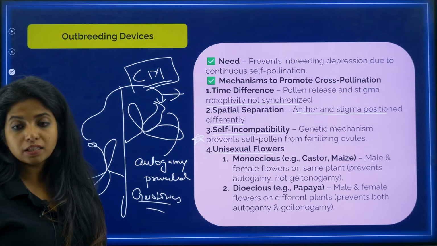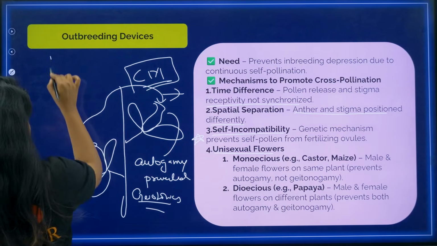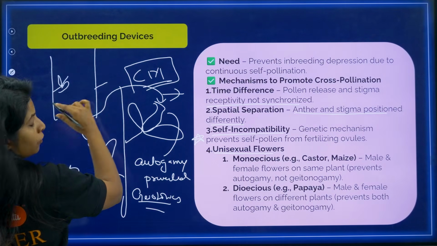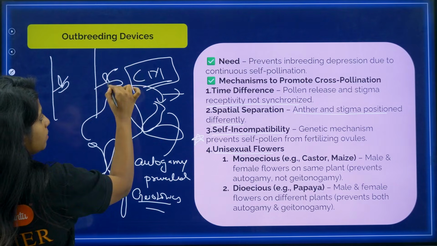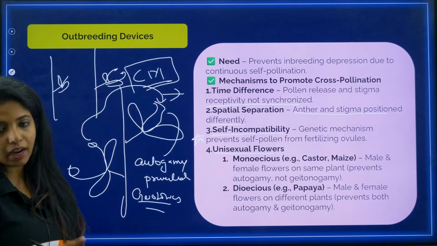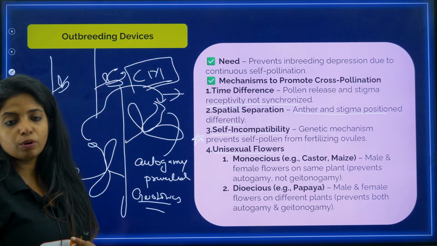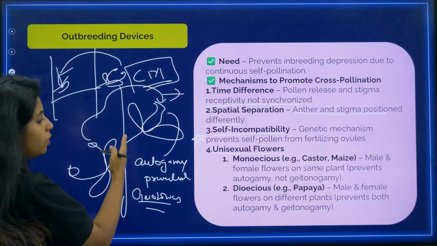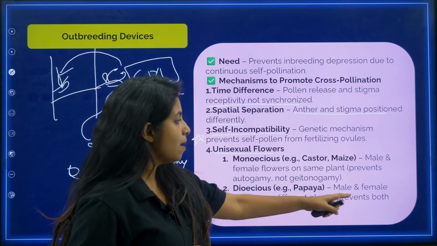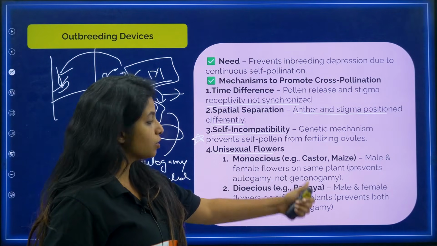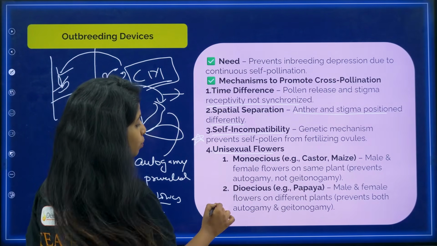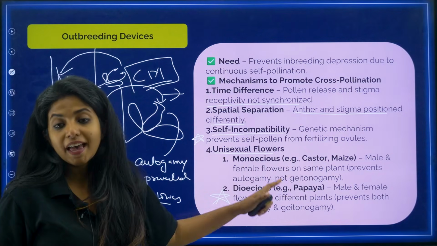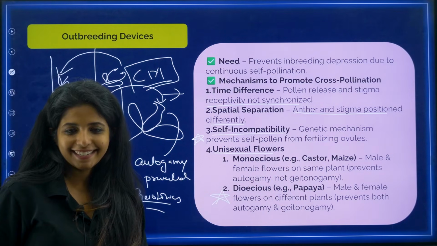Now, dioecious as in papaya, where there are two plants. In one plant there will be only female flowers, in another plant there will be only male flowers. Obviously in this case geitonogamy is prevented, autogamy is prevented, and xenogamy can take place, which is totally fine because you are talking about two different plants. So dioecious, as in papaya, with male and female flowers on different plants, prevents both autogamy and geitonogamy, and this is perfect. Please remember the names castor, maize and papaya, very important for your KCET.